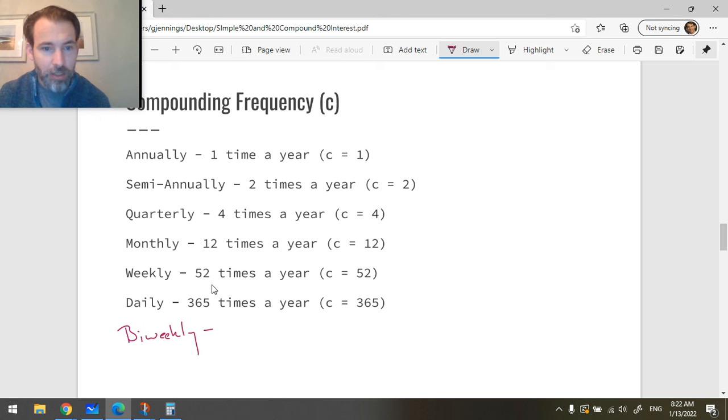And that means once every 2 weeks. That would be 26 times a year. And so then our C would be equal to 26.